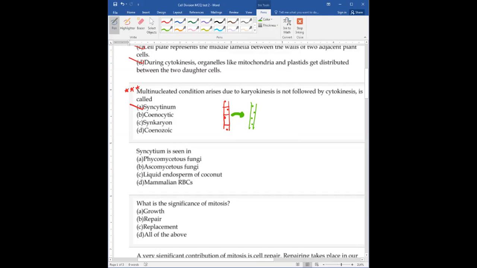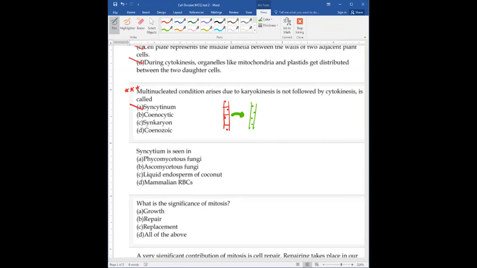Okay, fine with this. Now let's try to see this. Half of the answer I have already given over here. But now, guys, syncytium is seen in, now where are we going to see this? So, guys, think about this. Yes, there are phycomycetes, ascomycetes. Let's try to see what all these are.